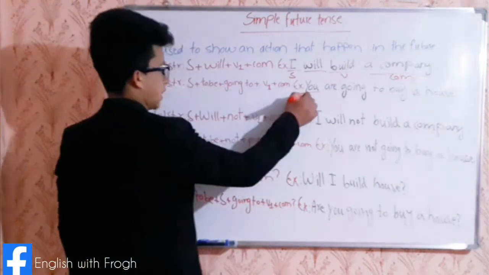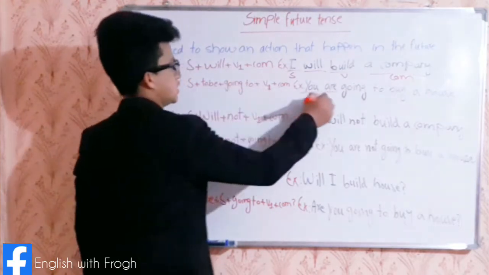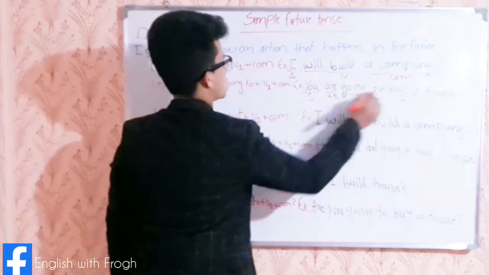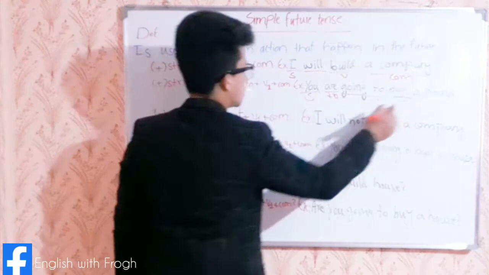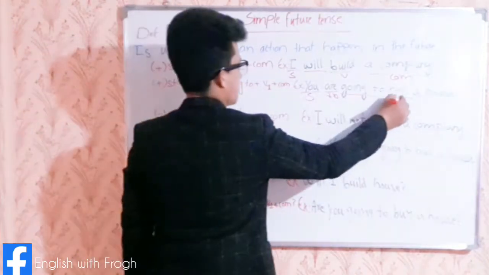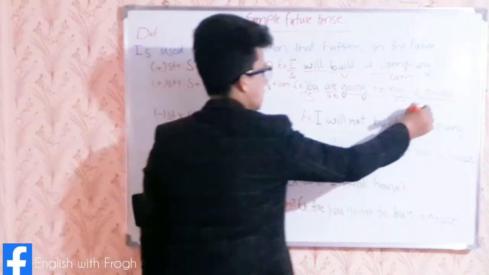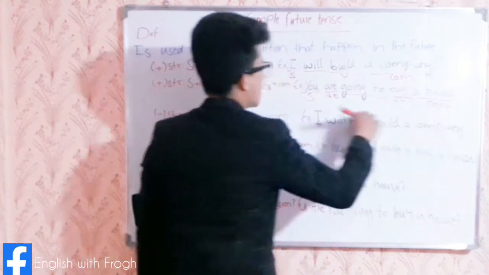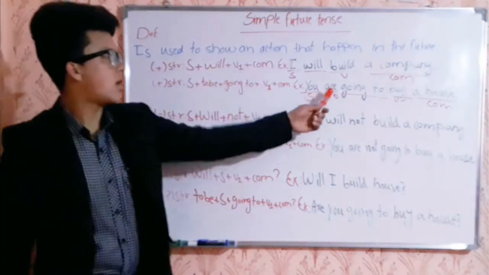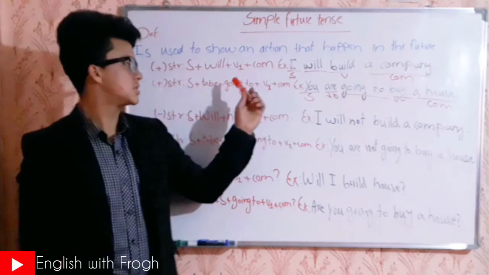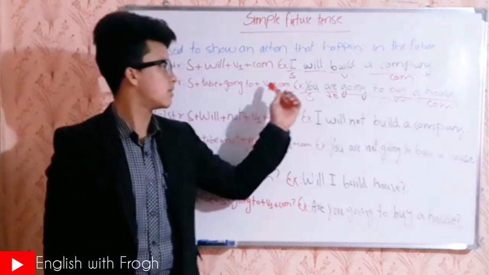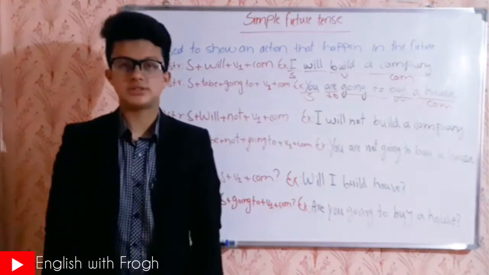You, the subject; are, the to be; going to, itself going to; buy, the verb; and a house, the complement.